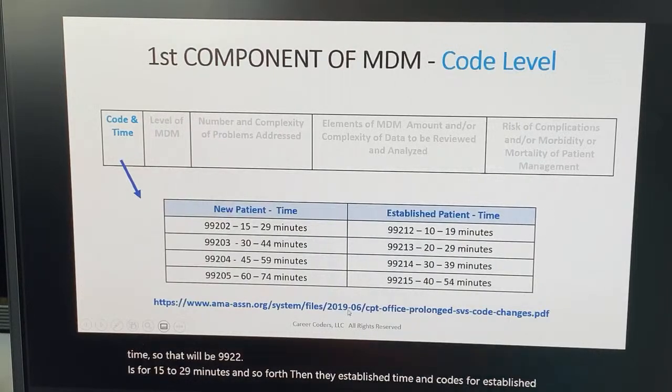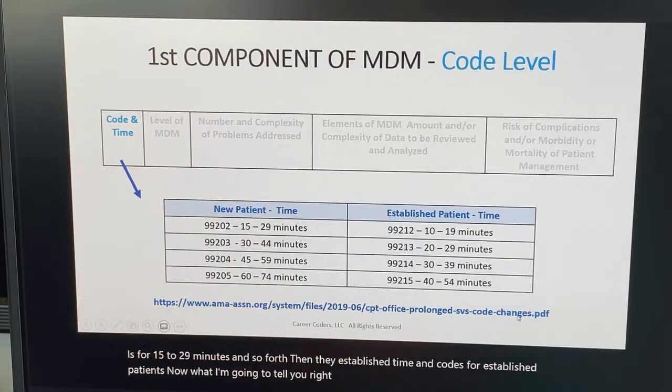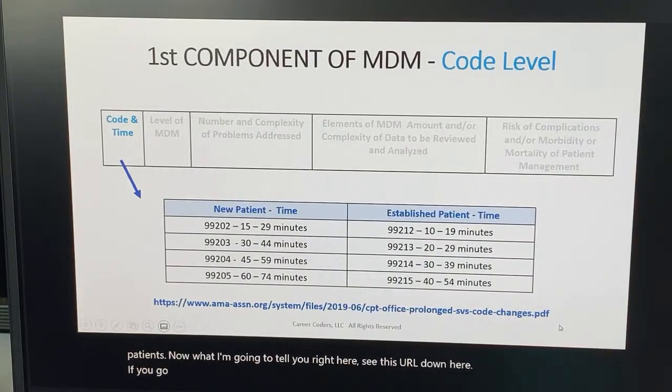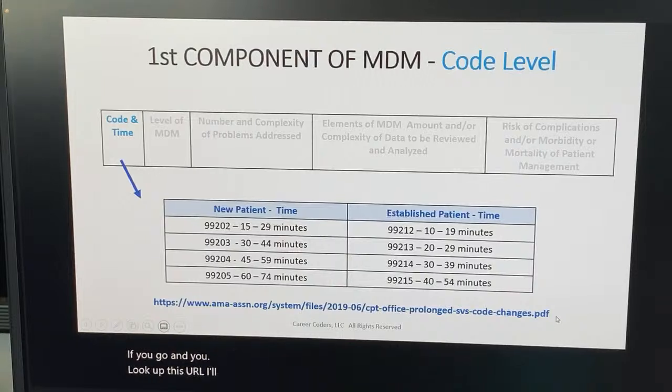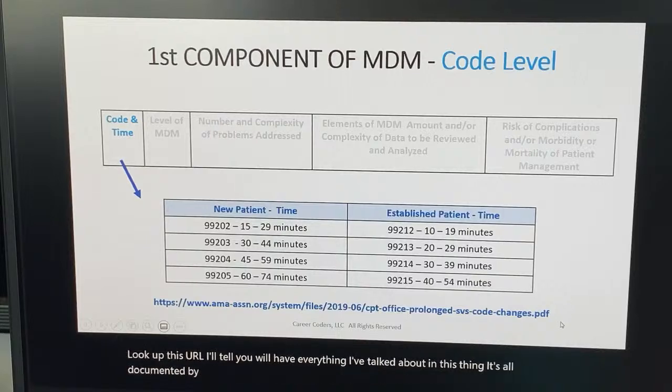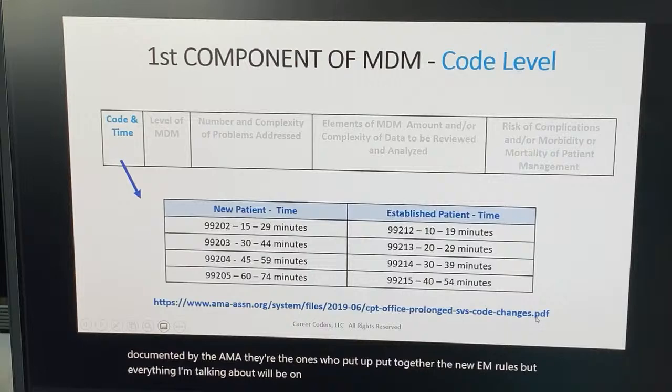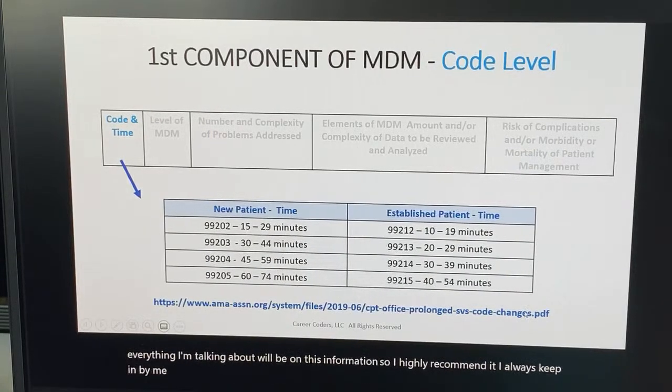Now what I'm going to tell you right here, see this URL down here? If you look up this URL, it will have everything I've talked about in this presentation. It's all documented by the AMA. They're the ones who put together the new E&M rules. But everything I'm talking about will be on this information. So I highly recommend it. I always keep it by me. If there's a question, I know exactly where to go get it.